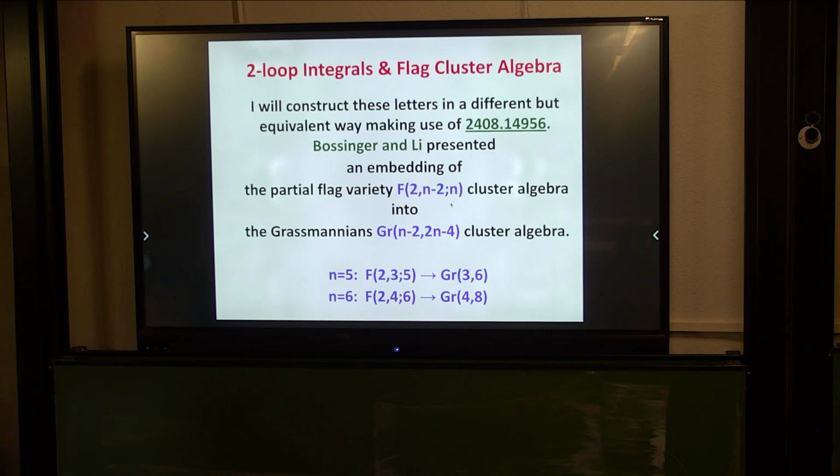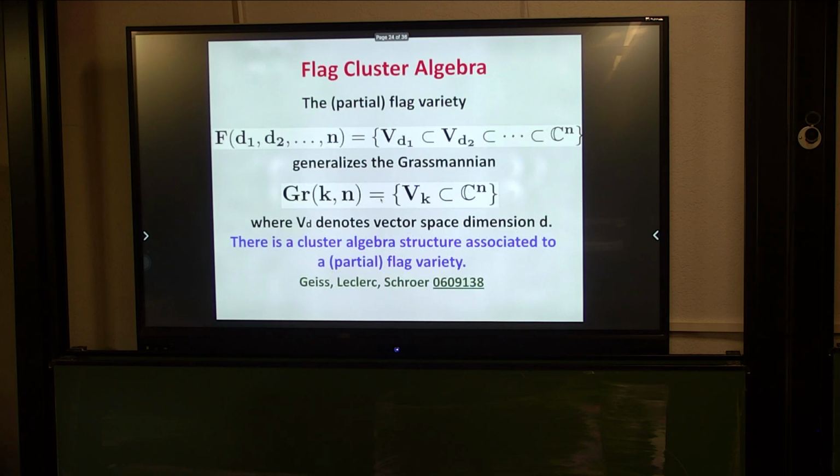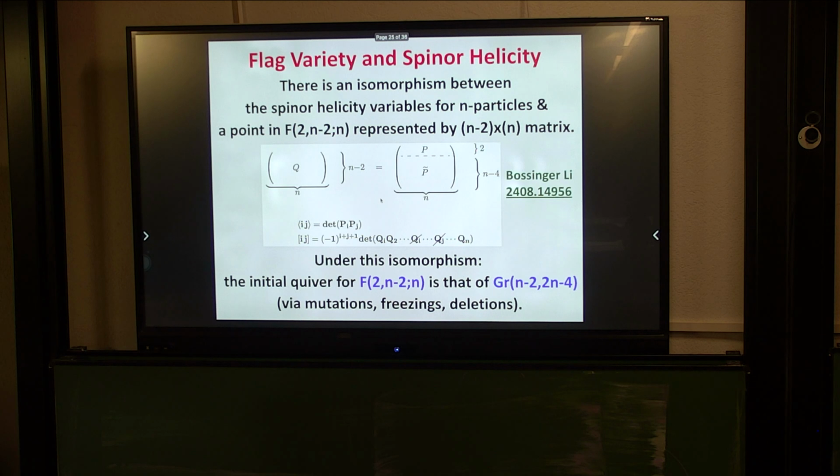So what we will need to do is focus on 5 and 6 points, and only these particular flags we need. Okay? So this partial variety cluster algebra that you've seen from Lara, F2 n minus 2n, is embedded in this. So these are the two candidates to describe this alphabet that we will look for. Okay, so I'm very happy that I don't need to do this. This was already introduced by Lara, the flag cluster algebra, so I will just skip right there.